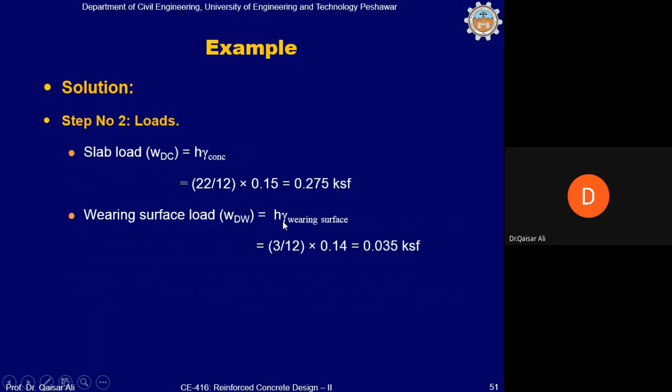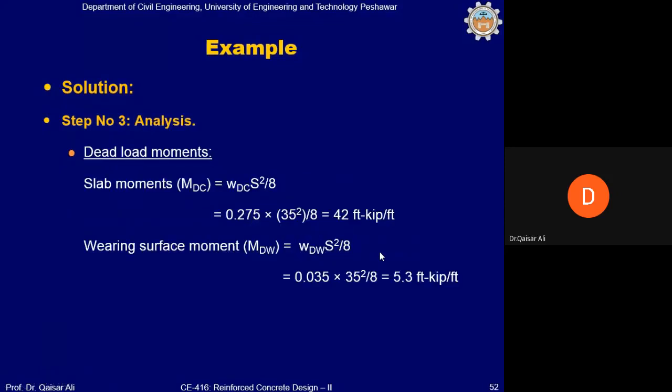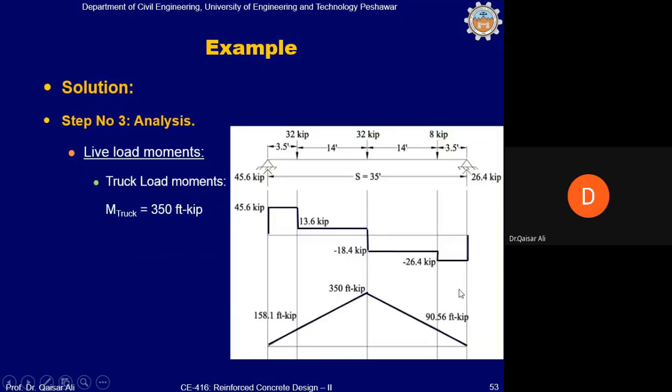Bearing surface of 3 inch will give us 3 divided by 12 into 0.14. 0.14 kip per cubic foot is the density of bearing surface. So this is 0.035 kip per square foot. For dead load moment, slab moment, WDC L squared divided by 8. WDC is 0.275 into 35 squared. This is the slab bending moment, 42 foot kip per foot. The bearing surface bending moment is 0.035 into 35 squared. It is 5.3 foot kip per foot.